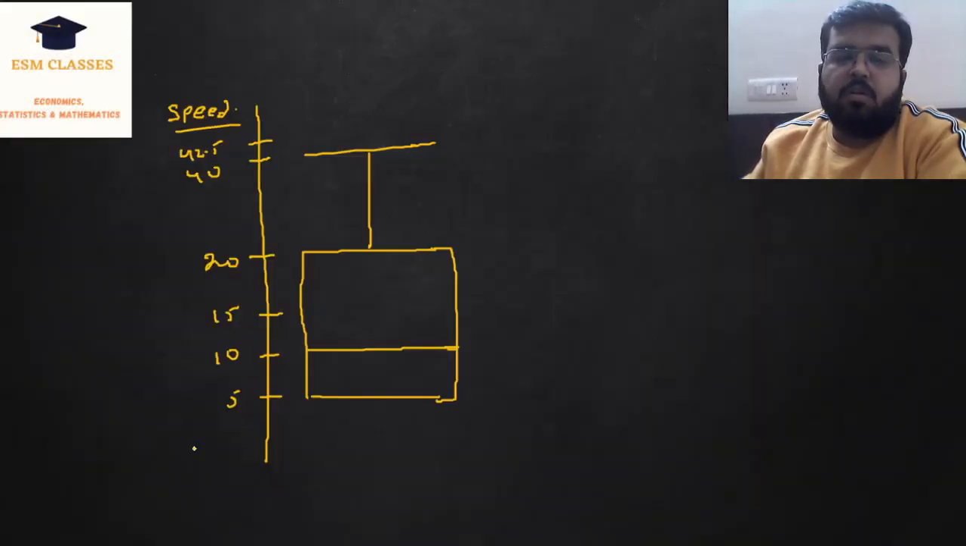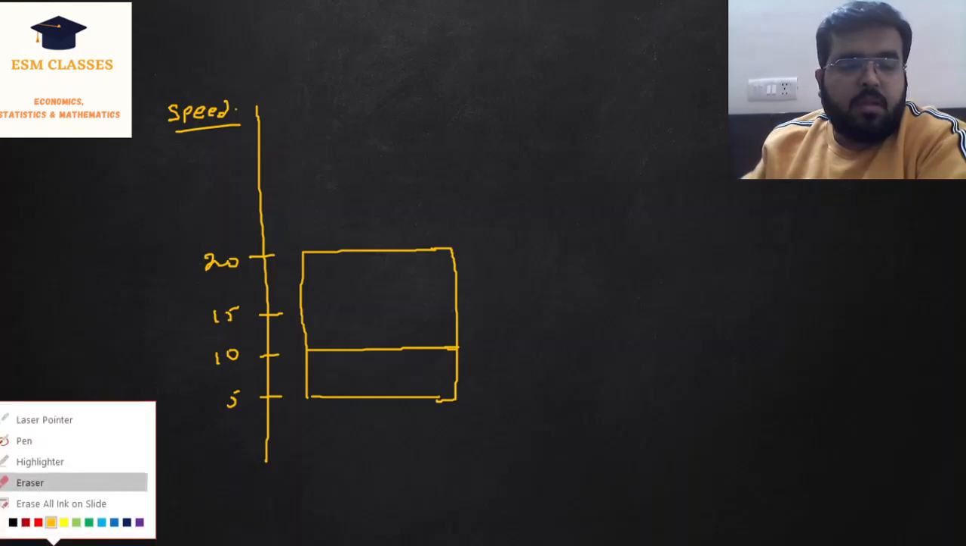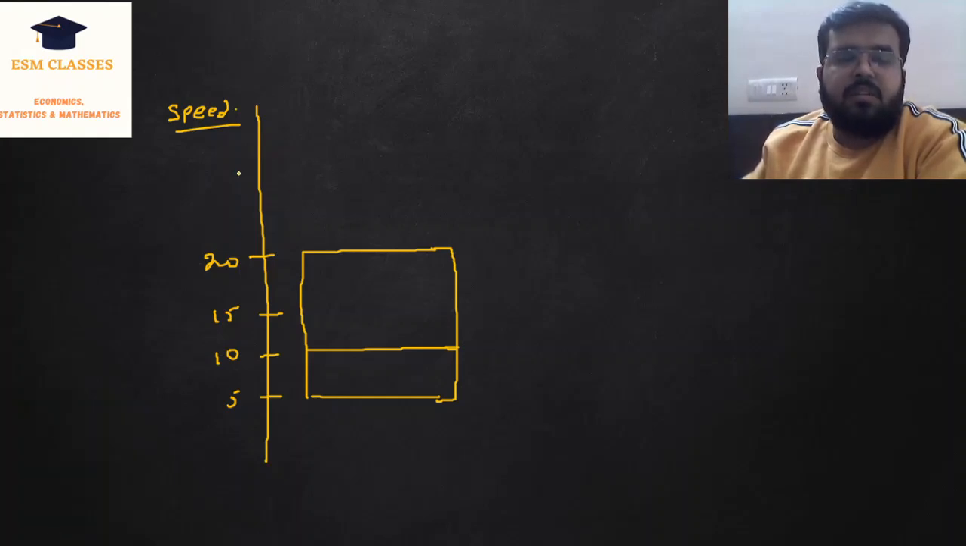So how to denote 45 and 60 here? Let me first make it again. This is not properly scaled. Let's say this is 42.5. So this is the upper whisker. Then we need to find 45. Let's say this is 45. We need to draw a circle. Then let's say this is 60. Again, we need to draw a circle.